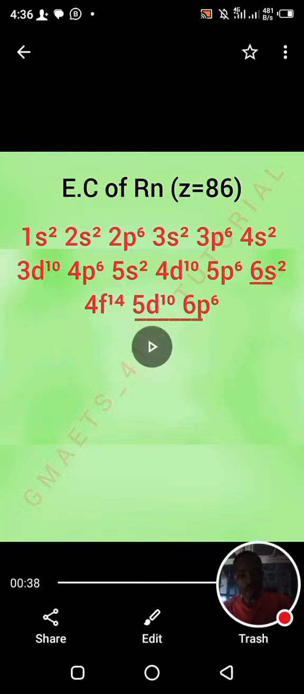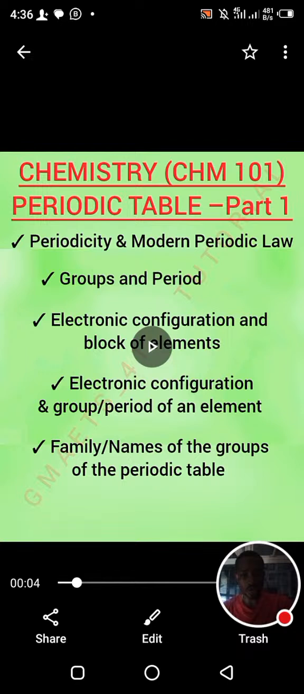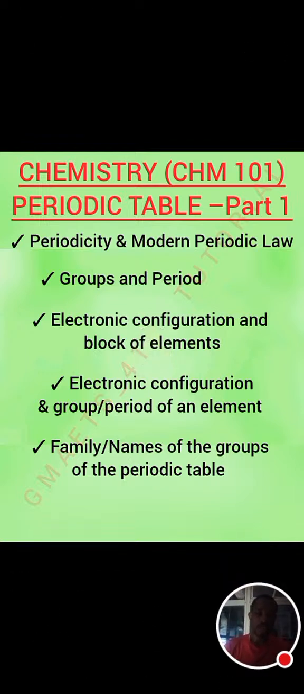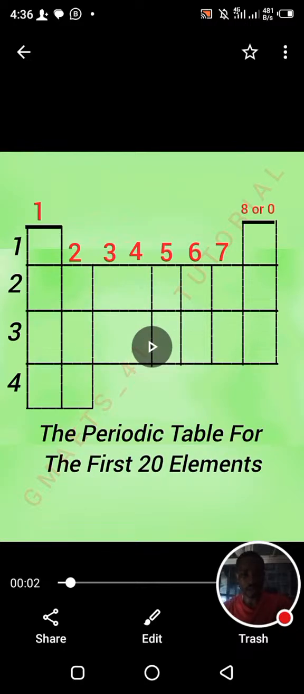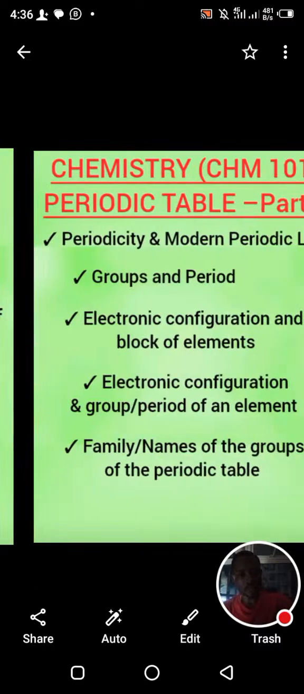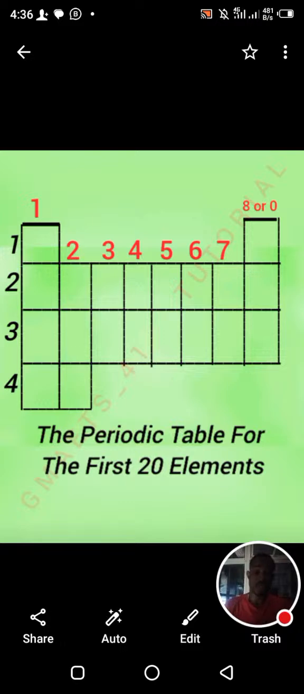The last thing we want to consider is the concept of families or names of the groups of the periodic table. All right? I am going to focus, of course, on that of the first 20 elements, okay? So I'm going to bring out the periodic table. So we look at the groups. We have group 1, 2, 3, 4, 5, 6, 7, and 8 or 0.